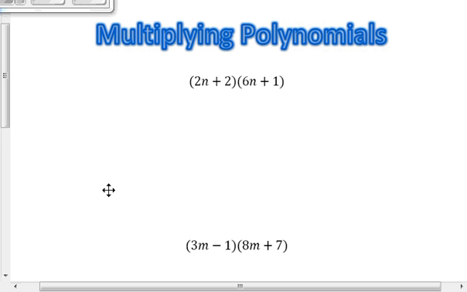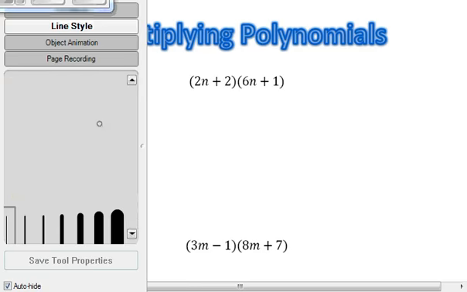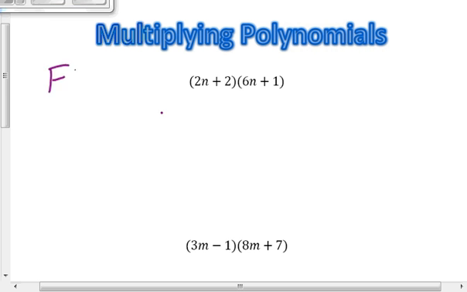So, multiplying polynomials. There are two ways you can do this. One way is FOIL. That's first, outer, inner, last.